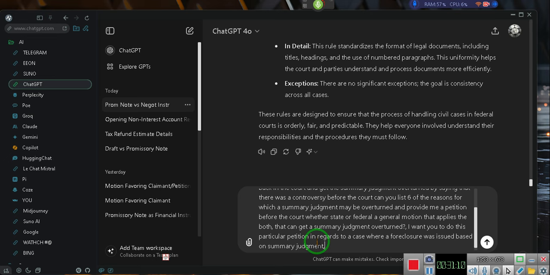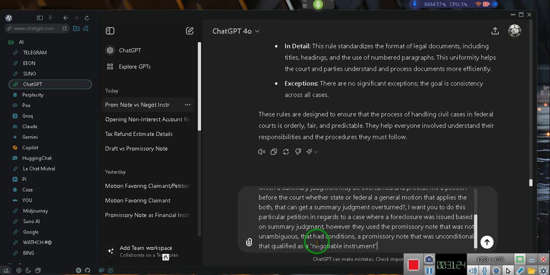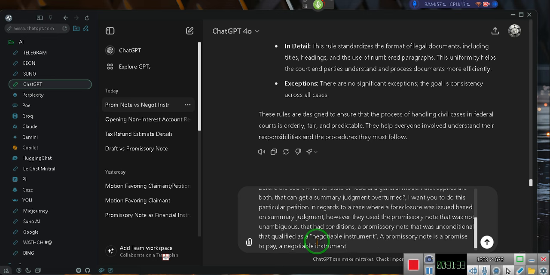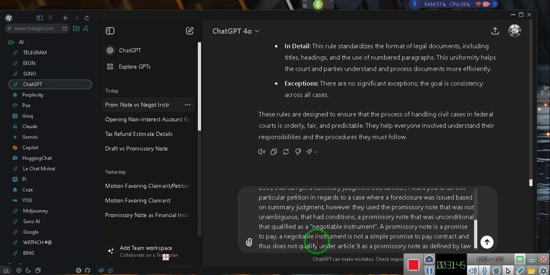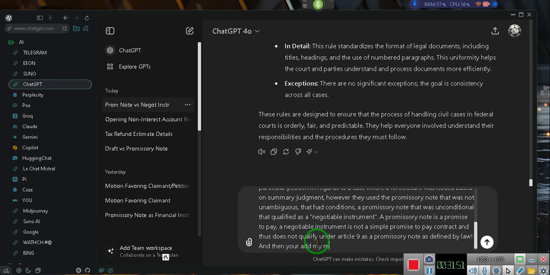However, they used a promissory note that was not unambiguous, comma, that had conditions, comma, a promissory note that was unconditional that qualified as a, open quote, negotiable instrument, close quote, period. A promissory note is a promise to pay, comma, a negotiable instrument is not a simple promise to pay contract and thus does not qualify under Article 9 as a promissory note as defined by law. Exclamation mark.